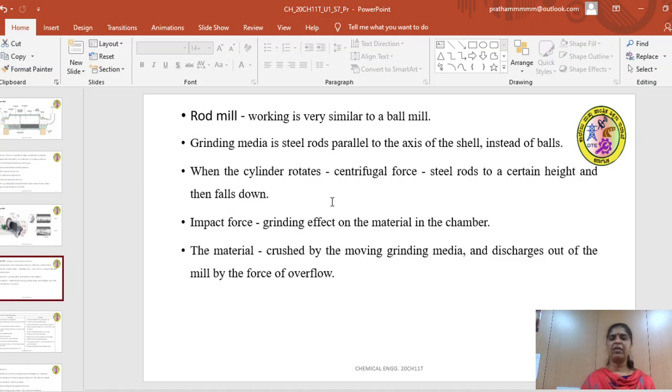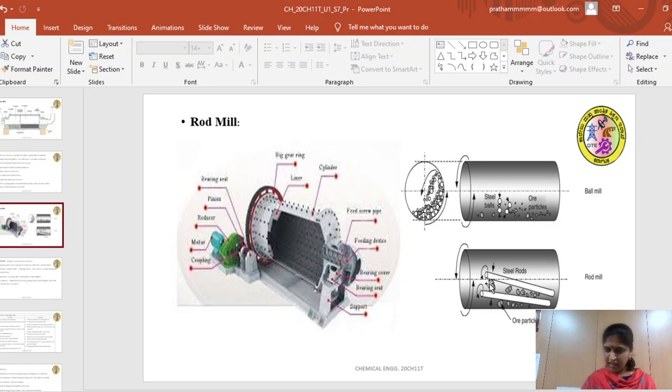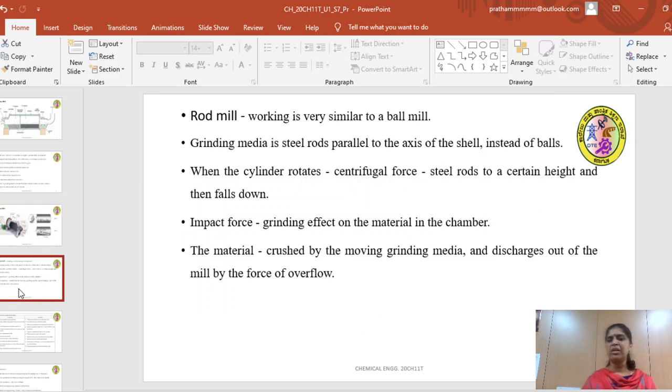As we have discussed, the working principle of the rod mill is similar to the ball mill, and the grinding media here is steel rods, which are parallel to the axis of the shell instead of balls. As the cylinder rotates, because of the centrifugal force, the rods are carried to a certain height in the mill, and then fall down. Thereby the impact force, the grinding effect, acts on the feed material inside the chamber.